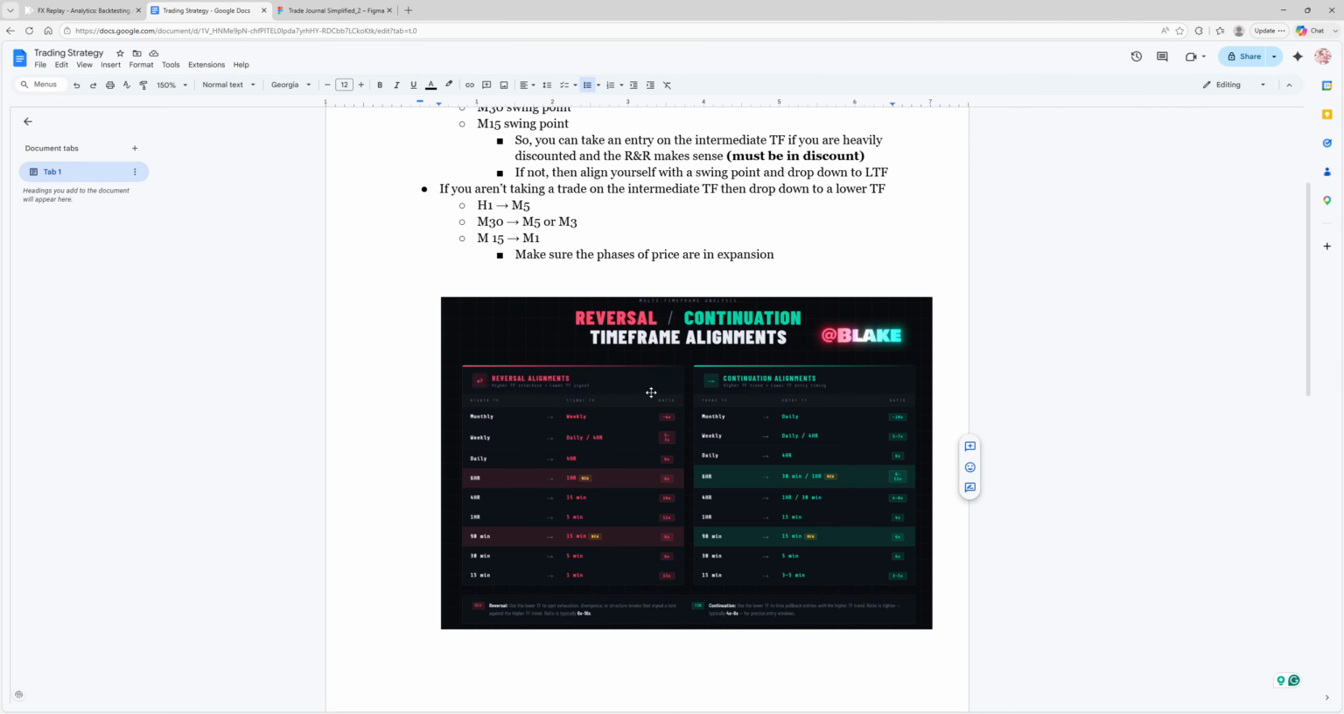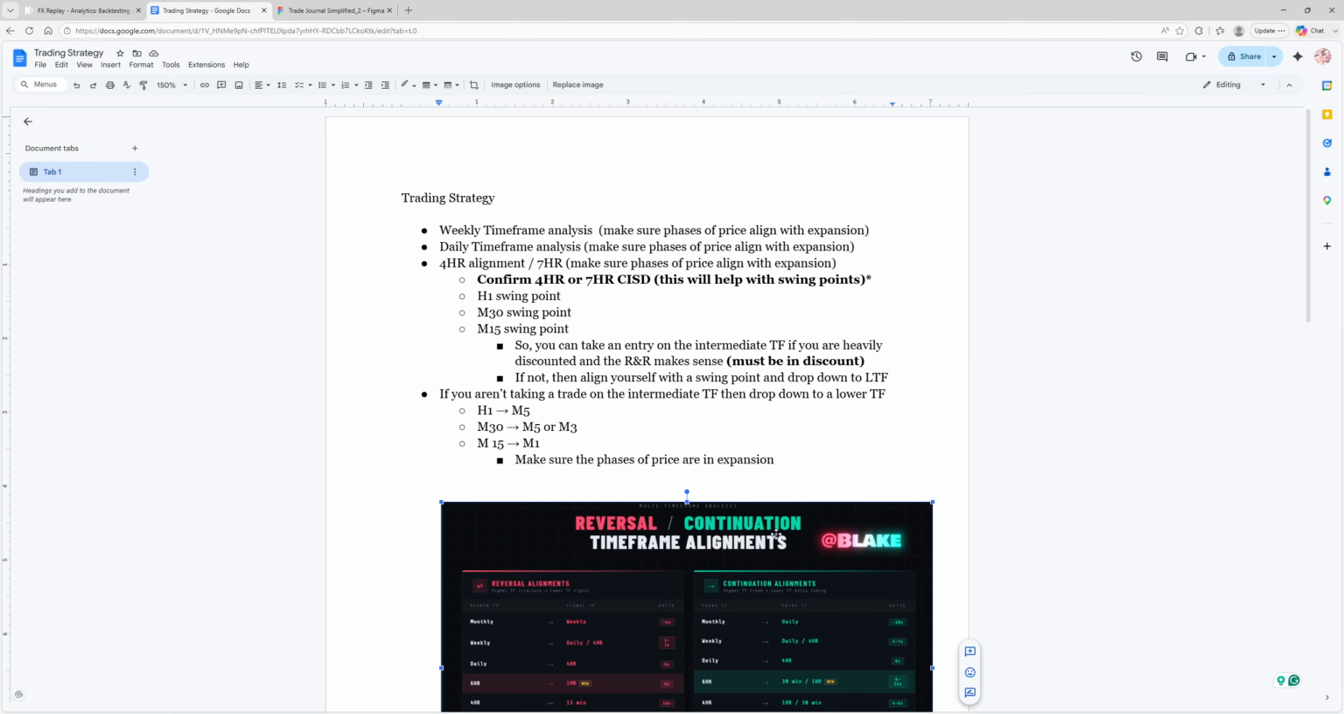Also, I made a really cool time frame analysis thing. One of my biggest struggles was how to align time frames. I already know the hourly goes to the 5, the 4 hour goes to the 15, but it was just very confusing. I think this is the biggest thing that has held me back, understanding how I'm supposed to use the time frame alignments. I think I'm finally getting to a place where I know how to do this now.